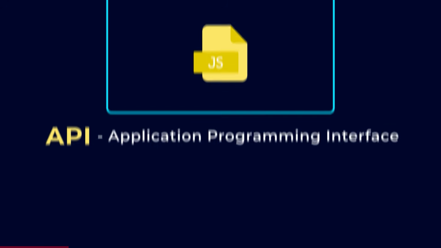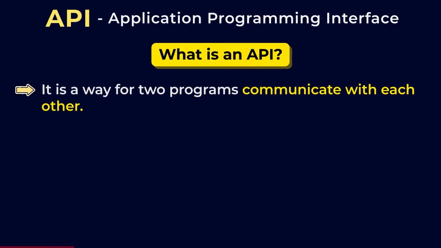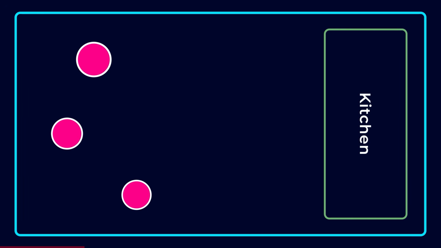Now you might ask, what is an API? Basically, it is a way for two programs to communicate with each other. Let me explain that with an example. So here is a restaurant. We are sitting on table 1 and we want to order some food. In this case, what will we do? We cannot directly go to the kitchen and order our food from the chef.